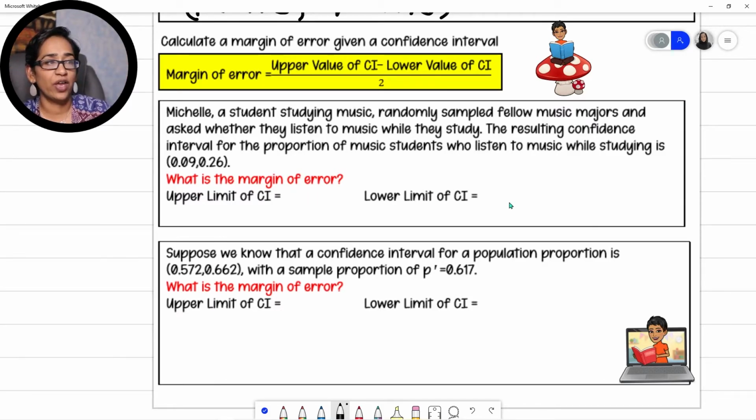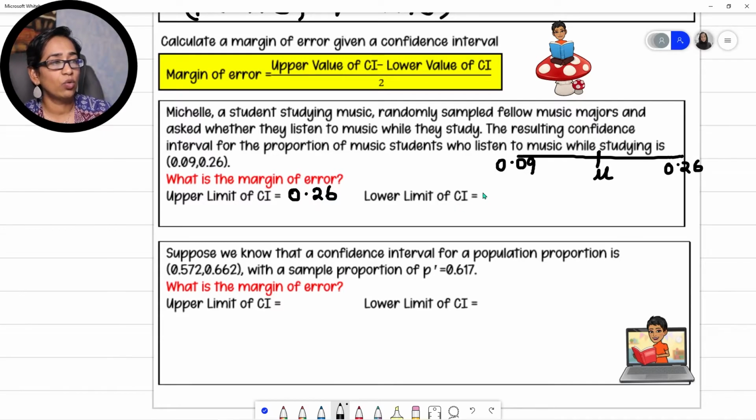What is the margin of error? So this is 0.09 all the way to 0.26. My margin of error is the whole distance divided by 2, because somewhere in between is my population mean. I'm going to use the formula. The upper limit is 0.26. The lower limit is 0.09. Fair enough?